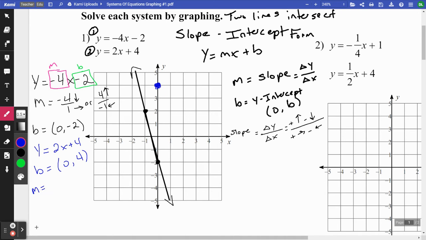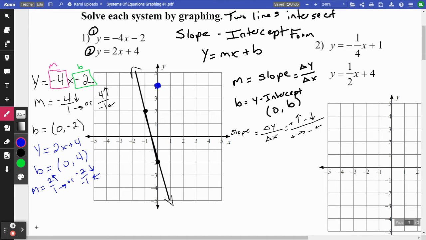My slope is 2 over 1, which means I'm going to go up 2 and to the right 1. I can't go up 2 and to the right 1 because it's not on the graph, so that means I need to do the opposite. To get a positive 2 with a fraction, either they both have to be positive or they both have to be negative, right? So that would be negative 2 over negative 1, which means I'm going to go down and to the left, down and to the left.